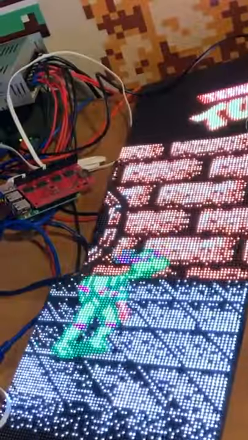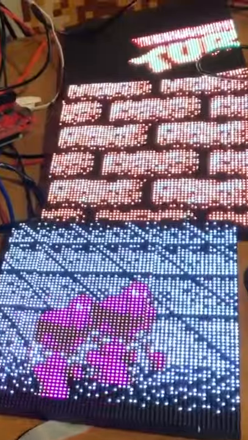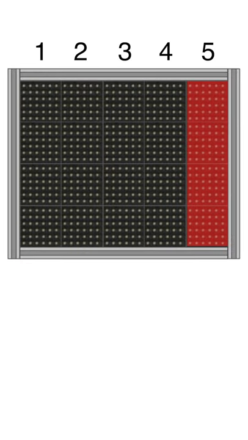A lot of folks have asked us how our monster RGB screen works. So we thought we'd put together a quick video to explain. Our screen is divided into five vertical segments.